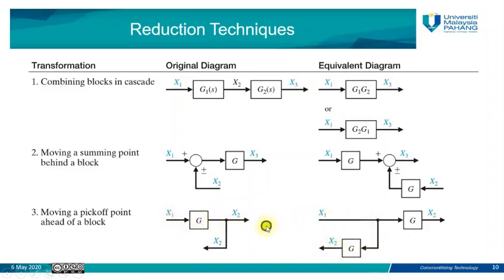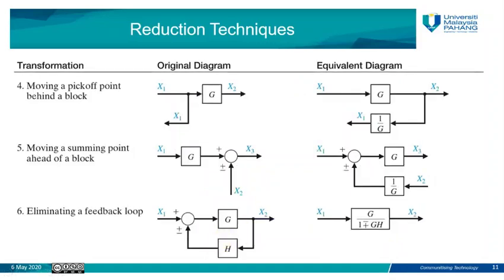As we can see, we should also consider that the value of X2 in the original system is the same as the value of X2 in the modified system. So what is X2 here? X2 is equal to X1 times G. When we move this pickup point to the input, X2 is still the same, X1 times G, and the other X2 that we have should also be multiplied by G. It becomes also X1 times G. So X2 is always equal to X1 times G, and the equivalent diagram gives you the same output as the original diagram.